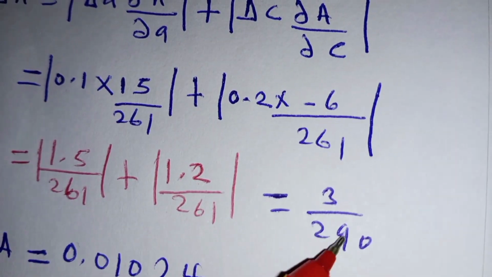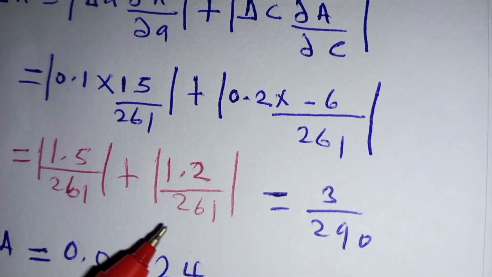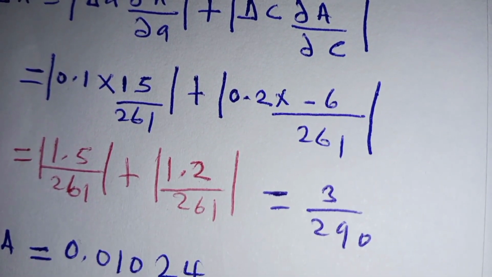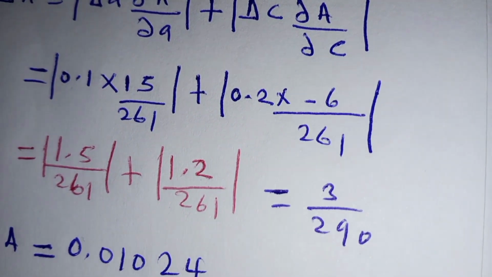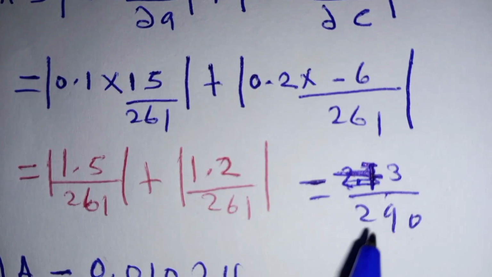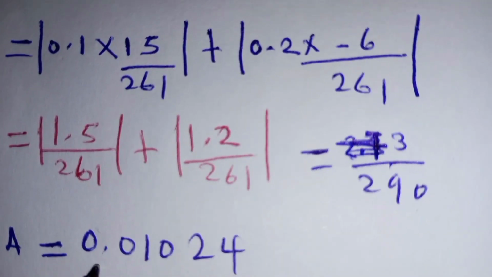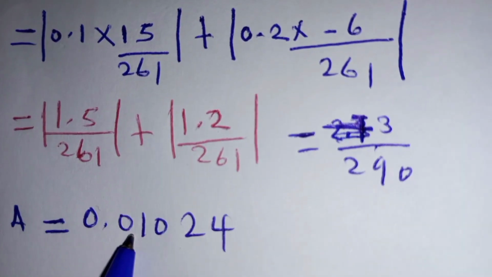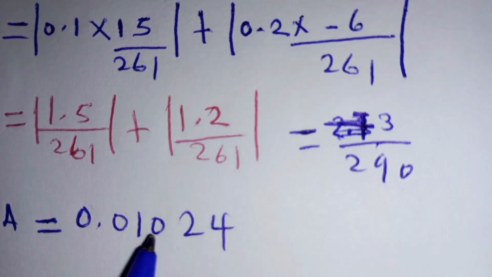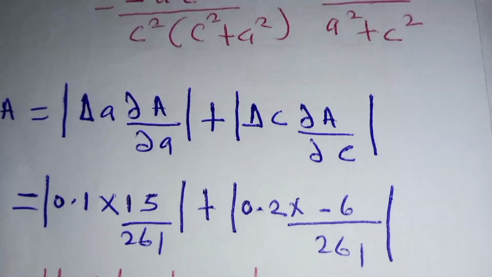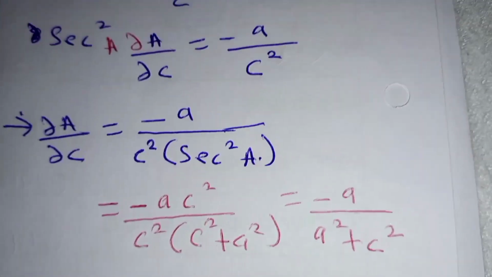When you simplify, you are going to obtain the following. The result will be 3/290, and when you write it in decimal places, you are going to obtain 0.01024.